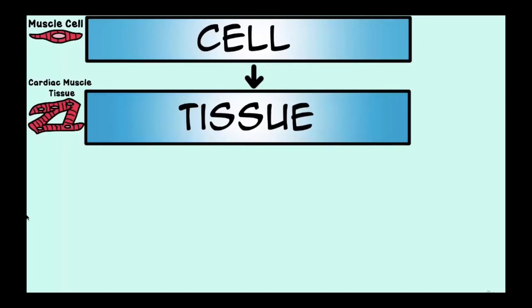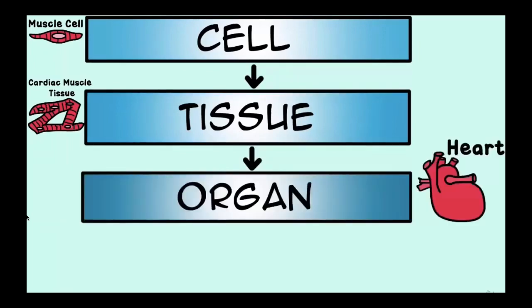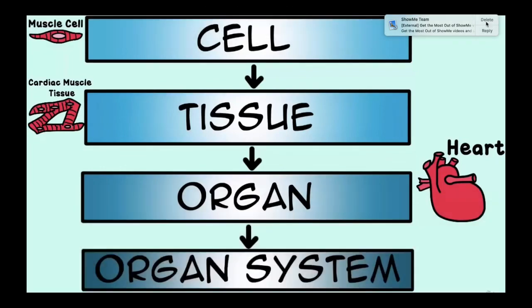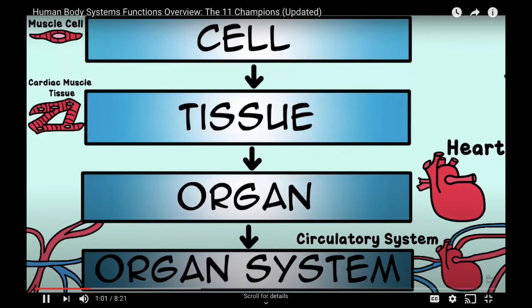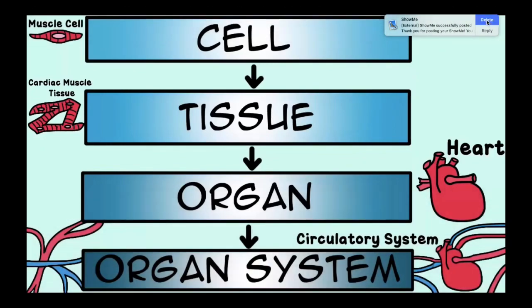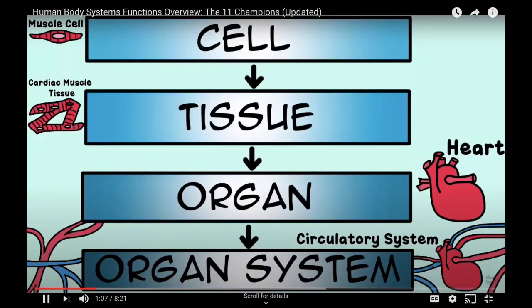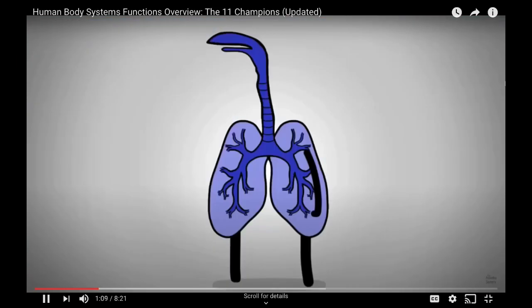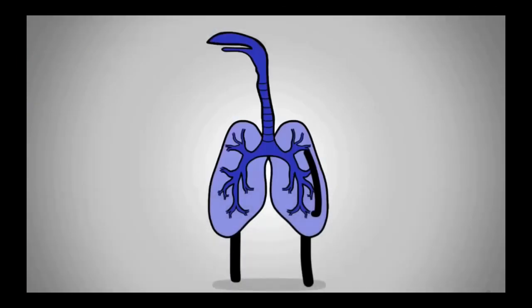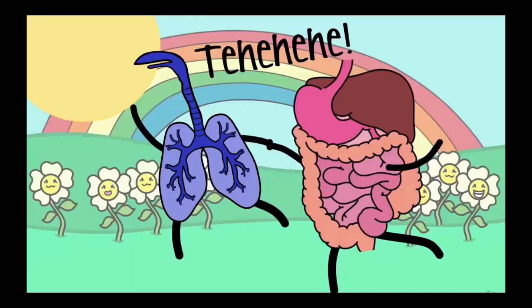Your cells make up body tissues. Tissues make up organs, like your heart, for example. And organs are part of an organ system, like your circulatory system. Organ systems are so important for you to understand in order to know how your body works. And one thing to keep in mind is that organ systems don't work in isolation. They are not loners. No, they work together, and they're part of a big team.